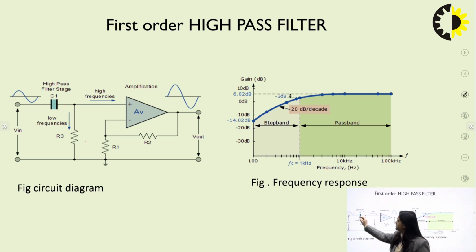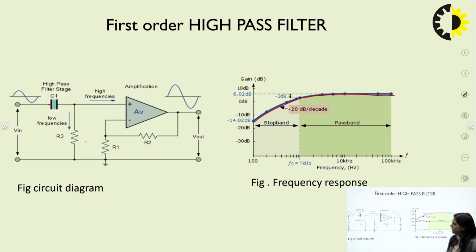Now the input signal is passed through a capacitor first, then goes to the non-inverting node of the operational amplifier. The connection at the inverting node is the same. It is again connected with R1 and R2. So this is how you will get a high pass response. High pass response means the filter is able to pass the high frequency band and attenuate the low frequencies. From this graph you can see that at low frequency the gain is reducing, but at high frequency the gain is constant.